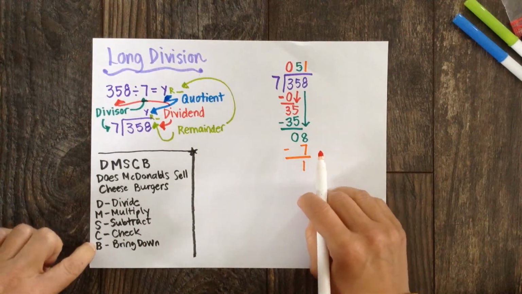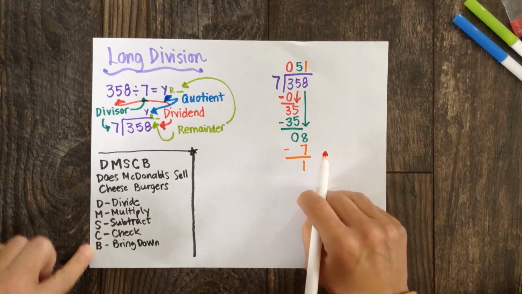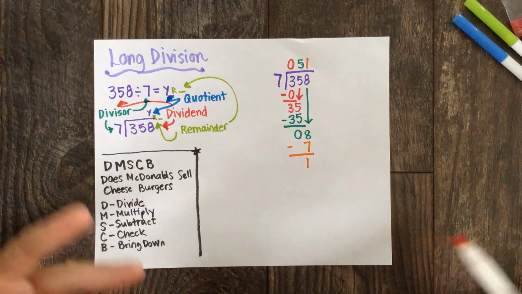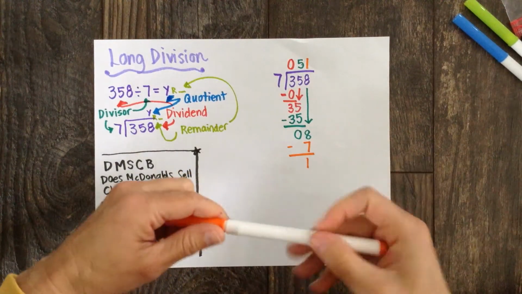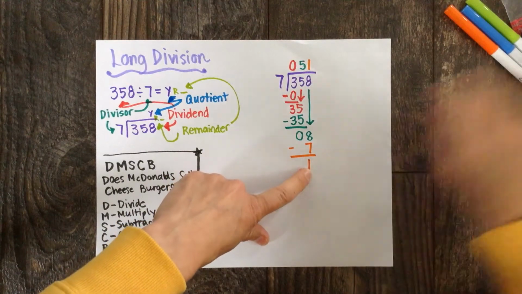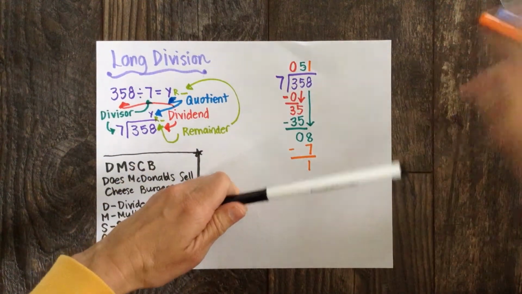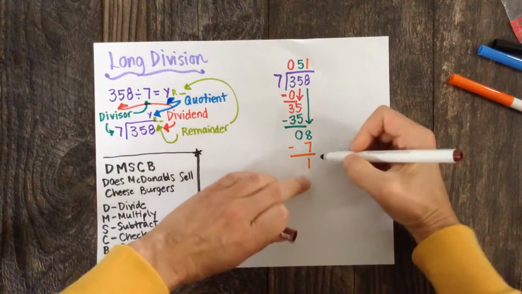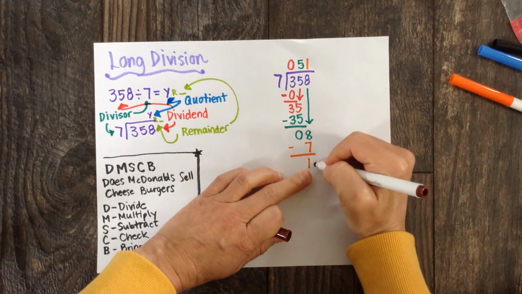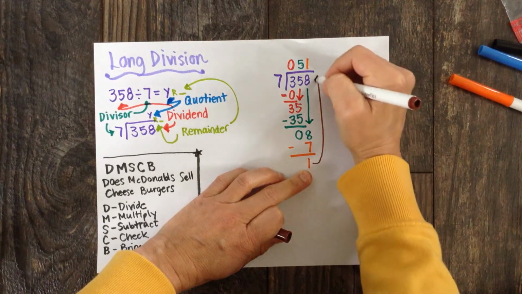That means that I am ready to move on to my last step that only happens once in many of your division problems. What do I do now with this 1? I'm going to bring it all the way up right here. Let's go ahead and do that. Actually, let's arrow that up this time.